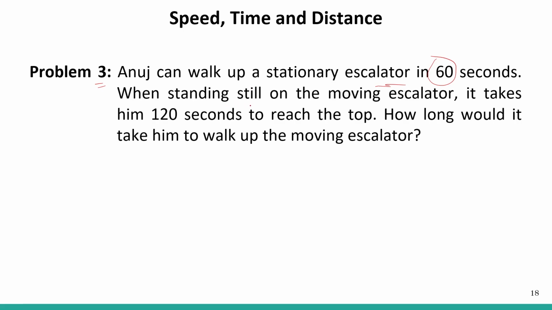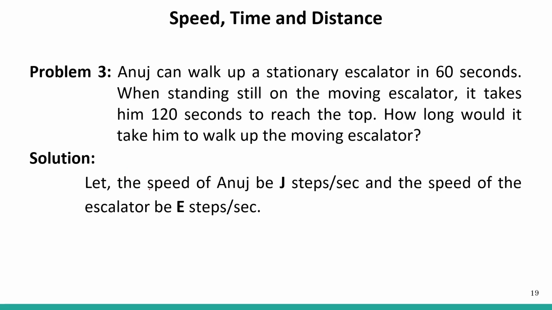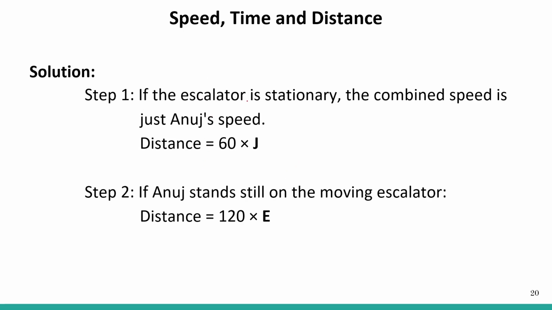And when standing still on the moving escalator, it takes him 120 seconds to reach the top. So how long would it take him to walk up the moving escalator? Let the speed of Anuj be j steps per second and the speed of the escalator be e steps per second. If the escalator is stationary, the combined speed is just Anuj's speed. So distance is equal to what?